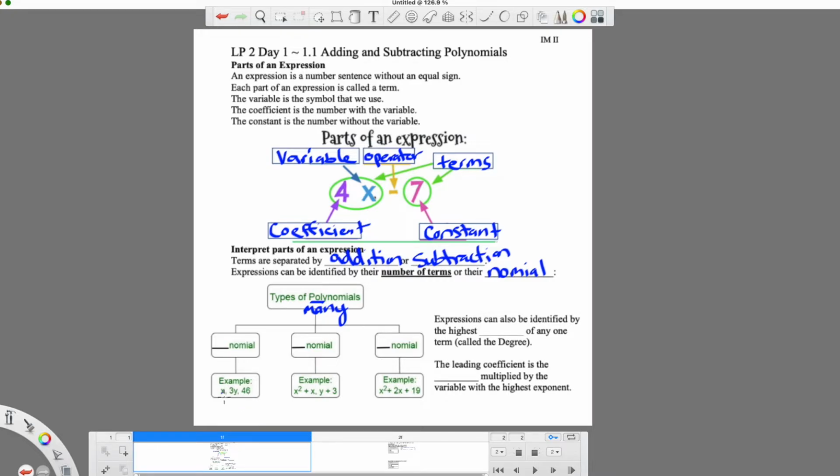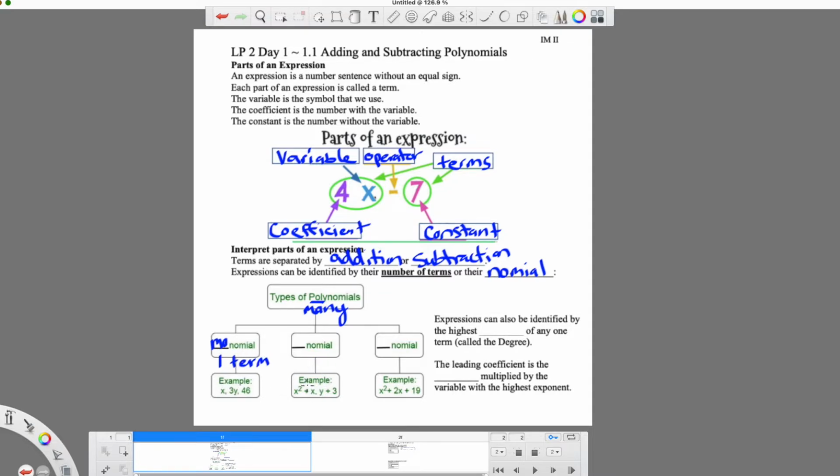There's no addition, there's no subtraction. So these are what we call one term. Remember, nomial means how many terms, and one, when I want to say that, it's monomial. So M-O, monomial. And then we see this example here.